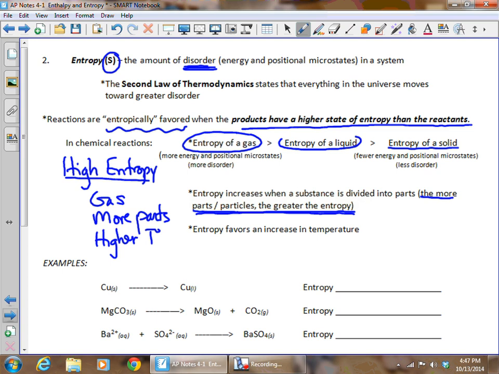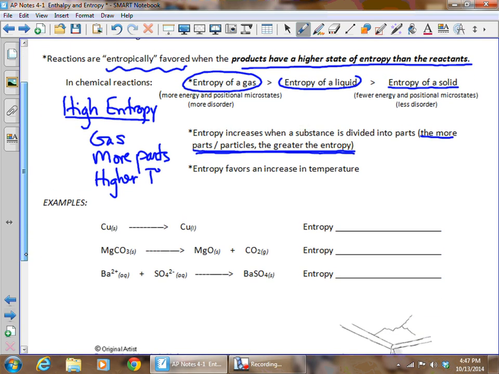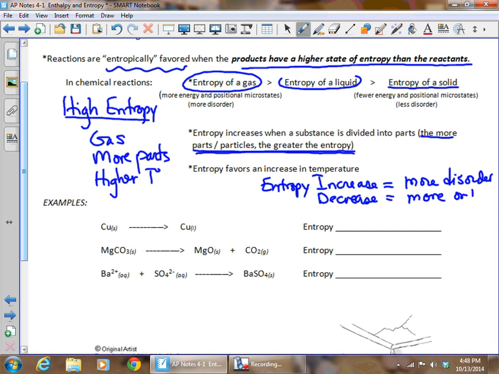So one of the things they're always asking us on the AP test is to decide, looking at a particular reaction, whether the entropy is increasing or decreasing. Remember, if you have an increase in entropy, an entropy increase means you're getting more disordered. If you have an entropy decrease, then you're getting more order to the system, less disorder.